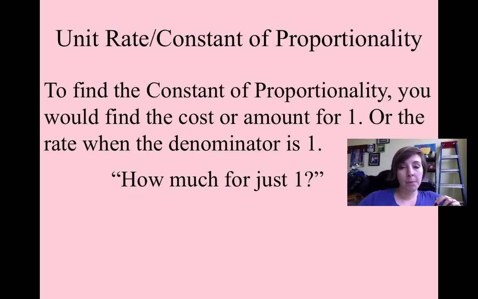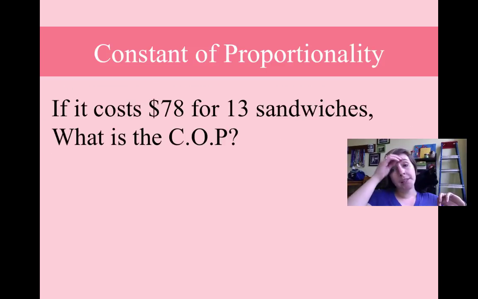So when you find the constant of proportionality or the unit rate, you would find the cost or the amount for 1. The rate when the denominator is 1. So how much for 1? So if Ms. Zeider runs 5 miles in 1 hour, her unit rate would be 5 to 1. If Ms. Zeider runs 10 miles in 2 hours, you have to do some math and figure out how much it would be for 1. Again, it would be equivalent ratios. Simplifying, I would run 5 miles in 1 hour. So the constant of proportionality.